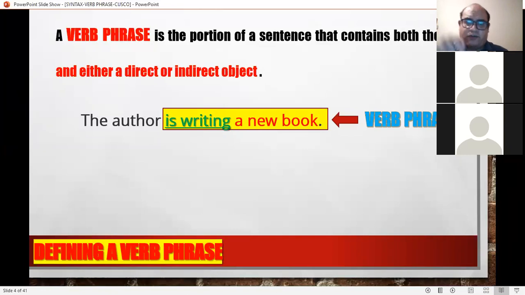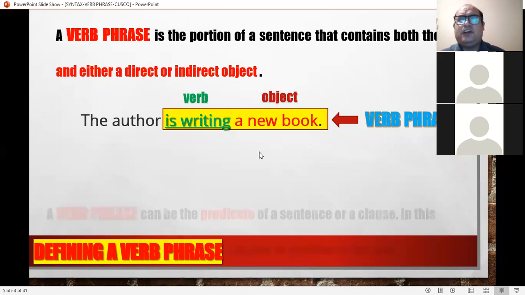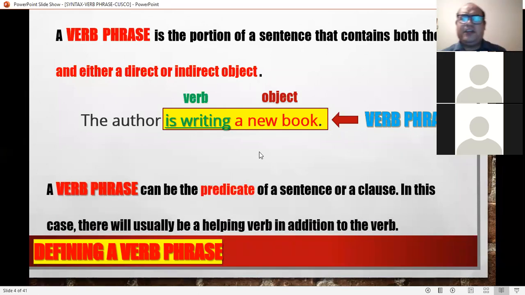Don't forget it. All of this, is writing a new book, is the verb phrase, not just the verb. It's composed of a verb, is writing, and here you have a new book, that is the object. Don't forget it: the verb plus the object. This is the composition of a verb phrase. Also here we could say that the verb phrase is the predicate.